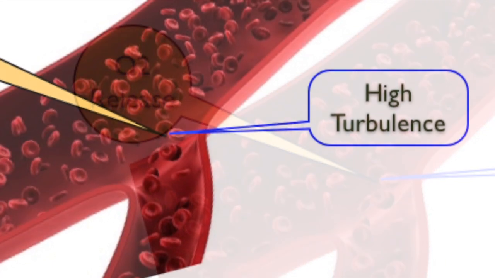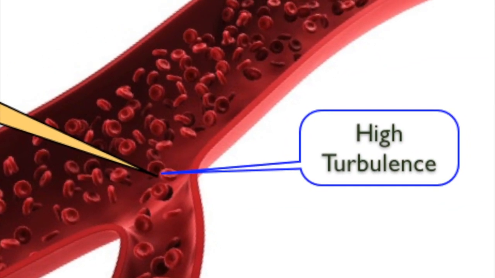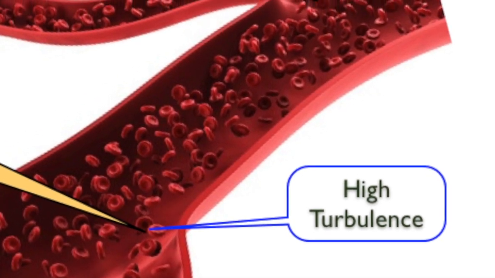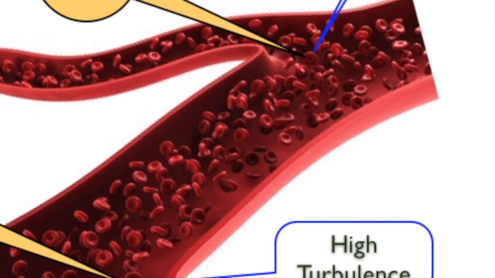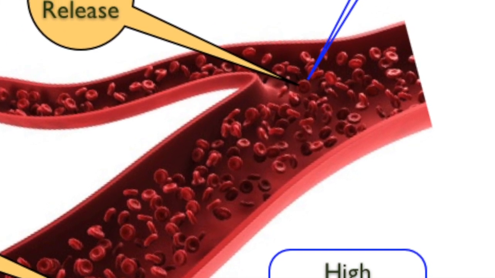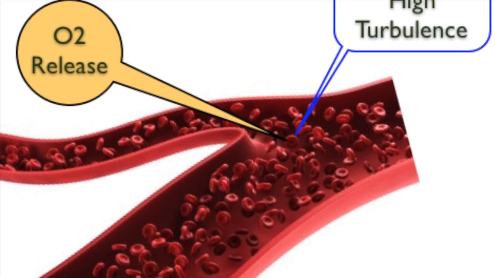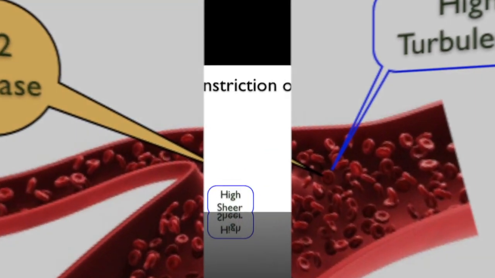Areas of high turbulence in the vasculature accelerate the release of oxygen from hemoglobin. This occurs in the heart, bifurcations or junctions of the arterioles. The increased release of oxygen and ATP results in agglutination and Rouleaux formation of the red blood cells, further depriving tissues of needed oxygen and energy.